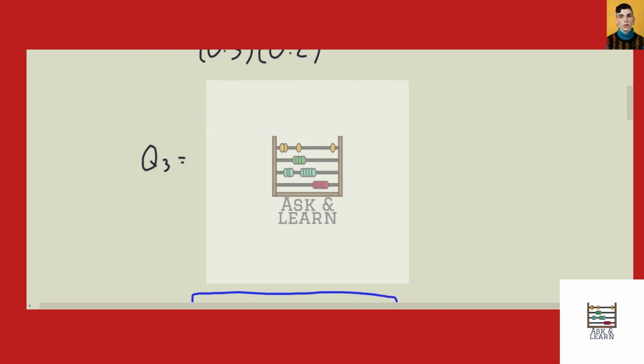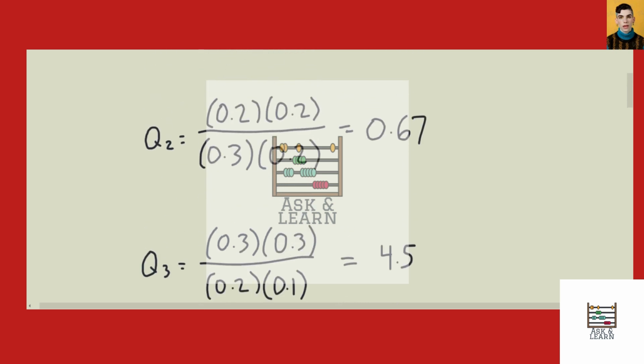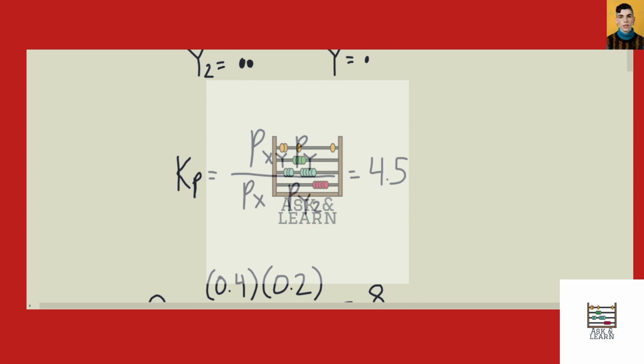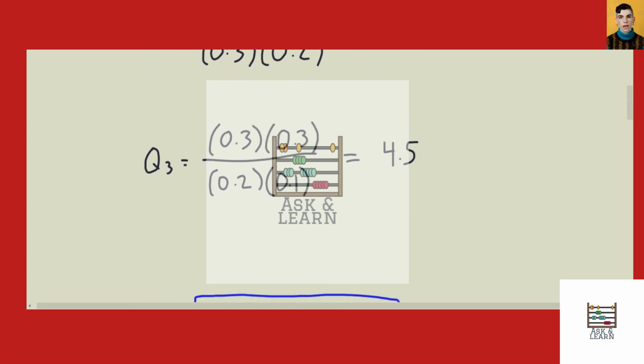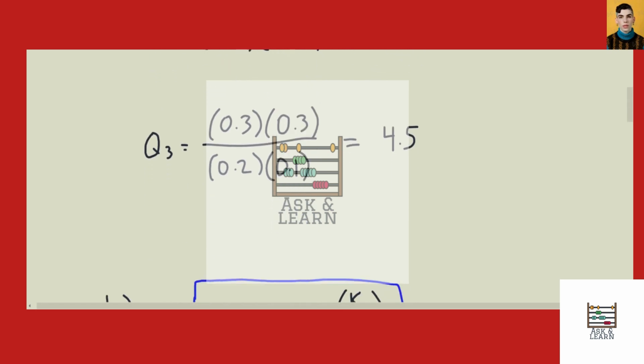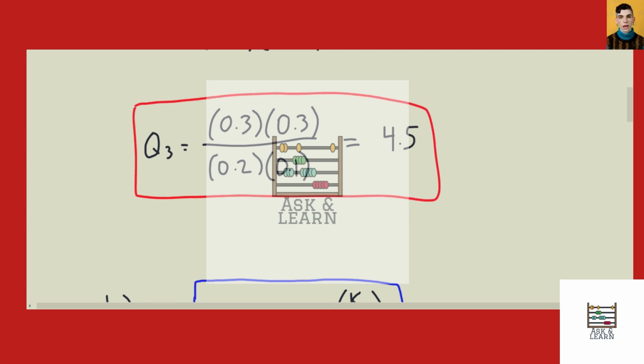Finally, for Q3, you should get 0.3 times 0.3 divided by 0.2 times 0.1, and it turns out that this does come out to 4.5. And so since that matches the equilibrium constant value of 4.5, we can conclude that the molecular scene in the third diagram is the one at equilibrium out of the three.